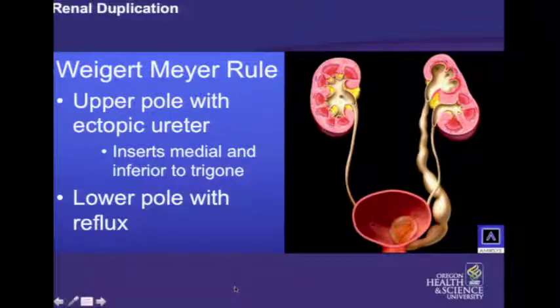So we want to remember that with renal duplication, there is upper pole hydronephrosis because of an ectopic and obstructed ureter, and lower pole reflux, which in utero often does not show up as hydronephrosis. And this is the Weigert-Meyer rule of renal duplication.